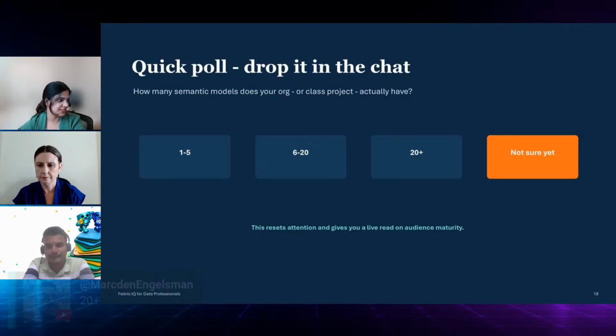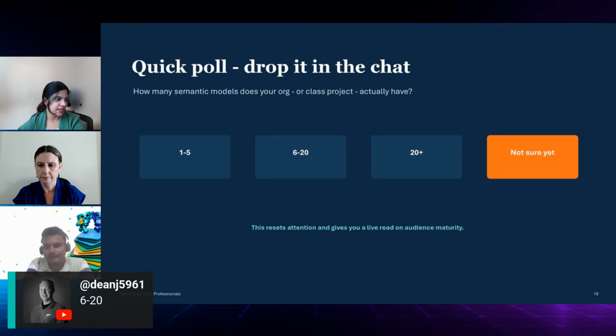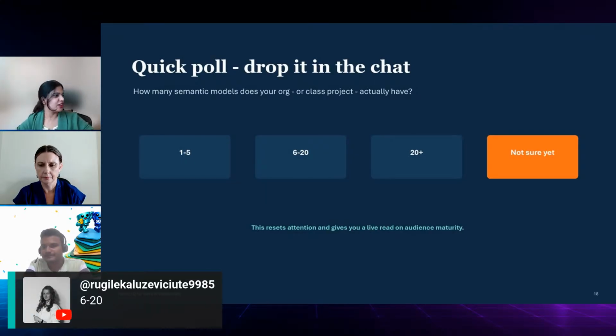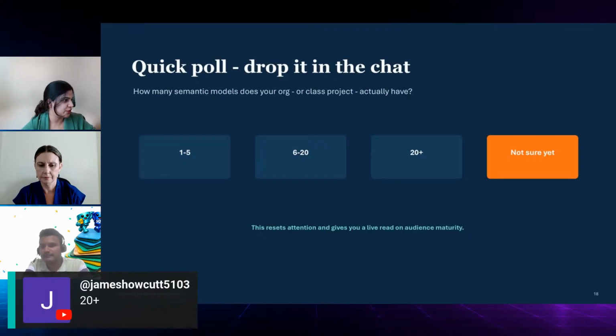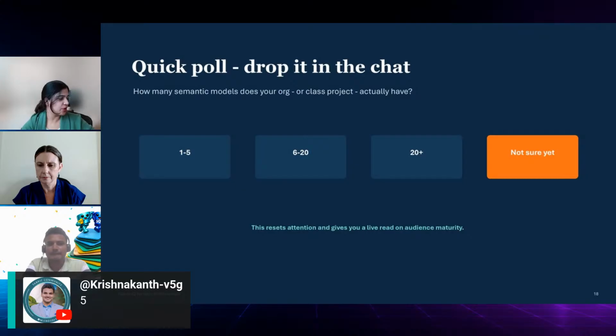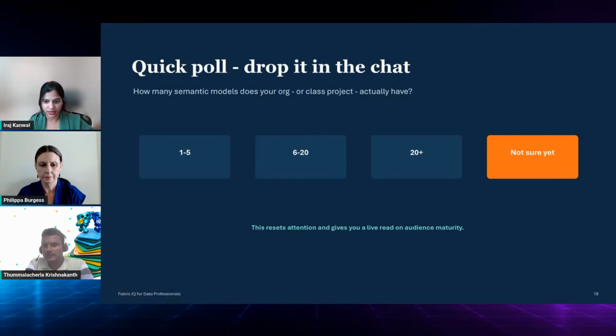20 plus, 60 to 20. See, we have a lot, and thank you, Michael. A lot of folks are definitely giving like 6 to 20 semantic models that they are aware of, and that's how we are aware of how many organizations are using semantic models.